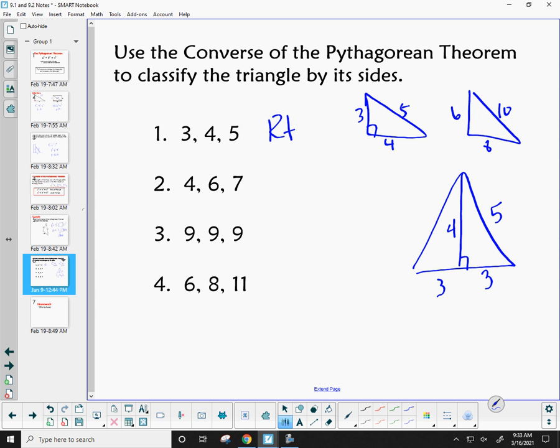The other thing is also using construction. So if you're trying to get two boards to make a right angle, you can lay out two boards, measure 3 feet this way, 4 feet this way. If you adjust the boards until those two points are 5 feet apart, then you know you're going to have a right triangle.